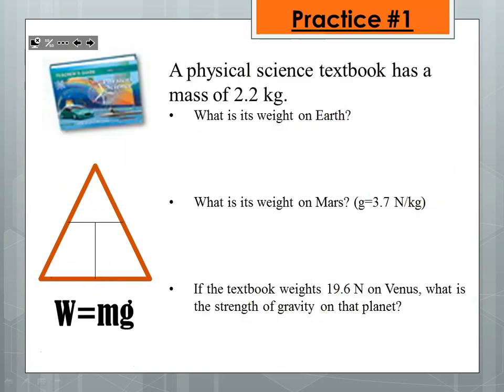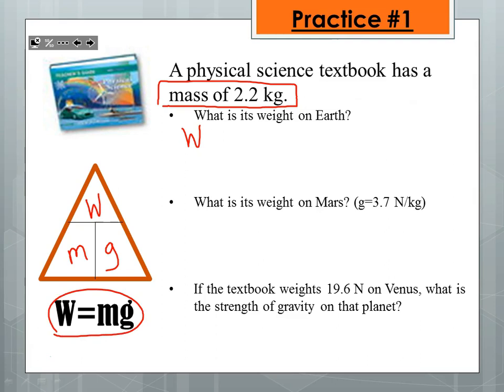All right, so let's do number 1 together. Number 1 says a physical science textbook has a mass of 2.2 kilograms. So I'm already given the mass as 2.2 kilograms. Let's set up our ratio, weight on top, mass and gravity in the bottom two corners. The first question says, what is its weight on Earth? I'm looking for weight, and I can find it using the equation weight equals mass times gravity. So if I'm looking for weight, what is my mass?